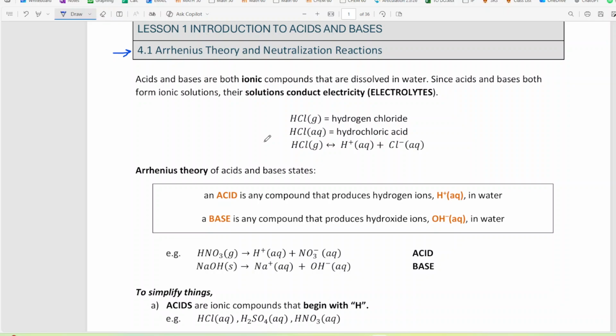So, just a little recall from Unit 3 is that all acids and bases are ionic compounds, meaning that when they are dissolved in water, they form ionic solutions, meaning they are ions free floating in solution. Because of that, their solutions conduct electricity and we can call them electrolytes. So, for example, when we write an equation like hydrogen chloride gas dissociates into its ions, meaning the hydrogen and the chloride ions, these are aqueous because they've been dissolved in water.